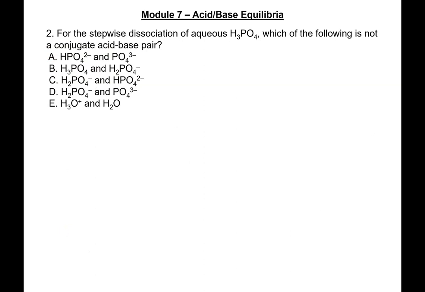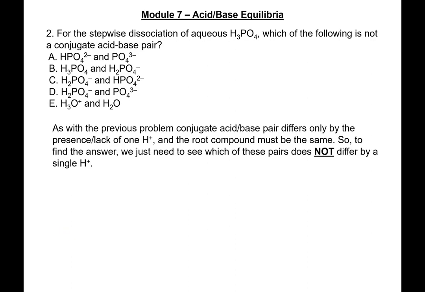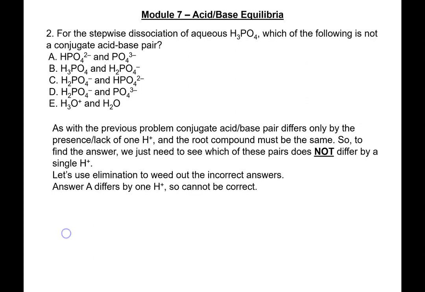Number 2, for the stepwise dissociation of aqueous phosphoric acid, H3PO4, which of the following is not a conjugate acid-base pair? So again, we're looking for a pair of molecules or ions whose difference is just the result of a lack of 1 hydrogen, and the root compound must be the same. So to see which one of these pairs does not differ by a single H, we just compare things.